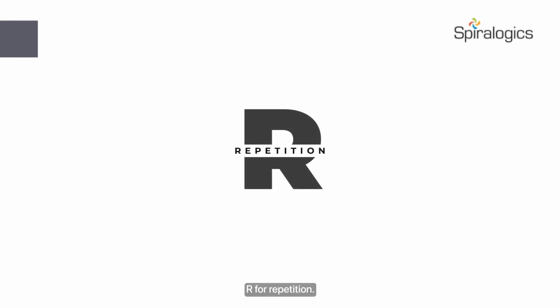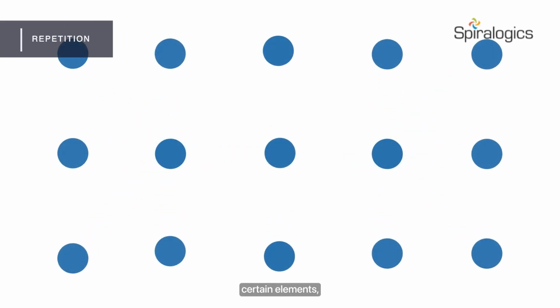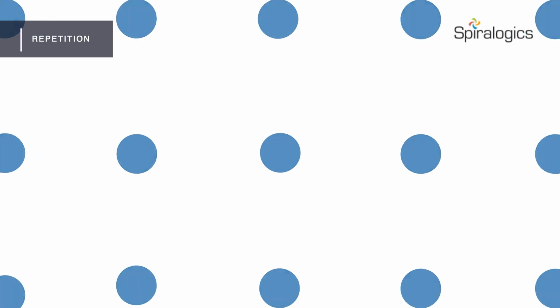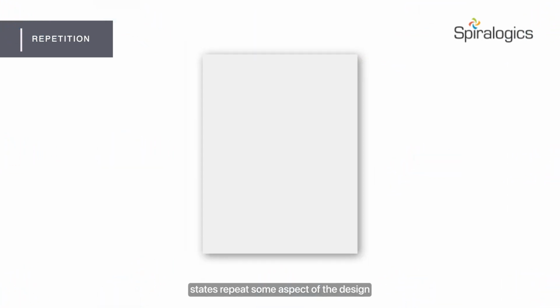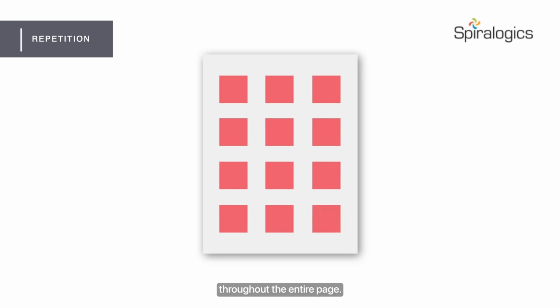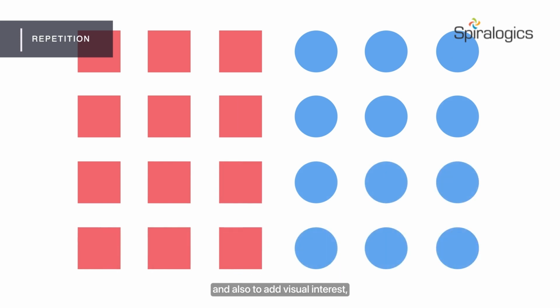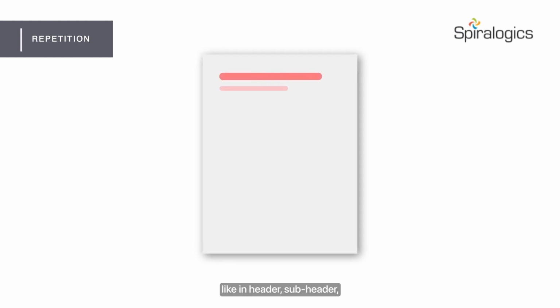R for repetition. Repetition means to repeat certain elements, their consistency that makes the element belong to the same thing. The principle of repetition states, repeat some aspect of the design throughout the entire page. Here, we often call it being consistent. The purpose of repetition is to unify and also to add visual interest. Repetition elements can be anywhere, like in header, subheader, page numbers, in documents or books, illustration or line elements, which gives a sense of complete design.